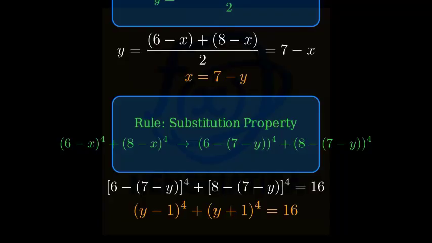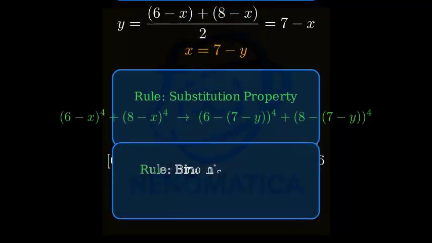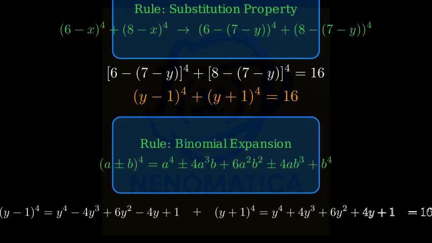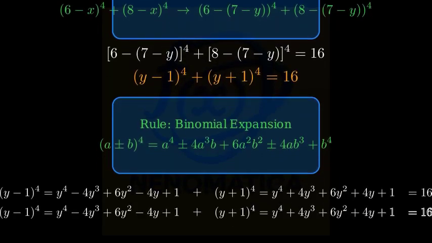Next, expand each binomial to the fourth power using the binomial theorem. For (a plus or minus b) to the fourth, the pattern is a to the fourth plus or minus 4a cubed b plus 6a squared b squared plus or minus 4ab cubed plus b to the fourth. So, expanding (y minus 1) and (y plus 1), then adding, we get a lot of cancellation, the odd powers cancel. That leaves 2y to the fourth plus 12y squared plus 2 equals 16.